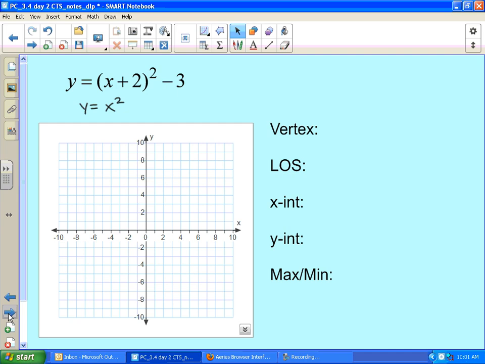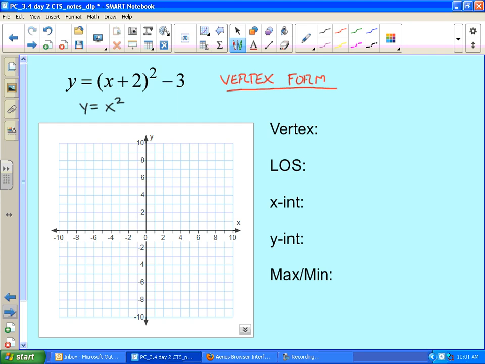So in this case, first of all, what form are we in? We're in vertex form, which is nice. Because when we are in vertex form, I can automatically find very quickly actually two things. What are the two things I can find quickly with vertex? Origin.